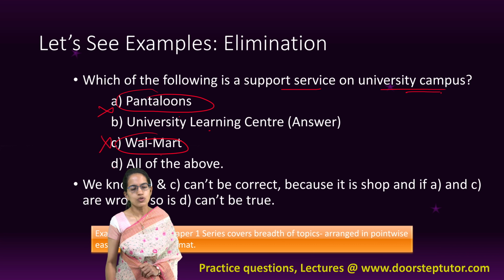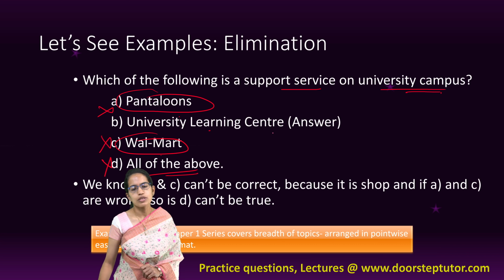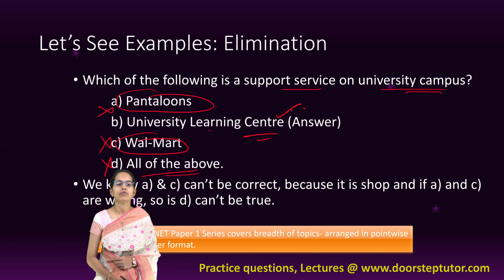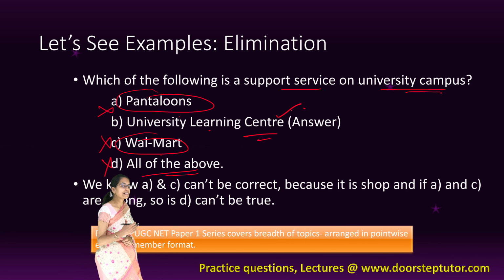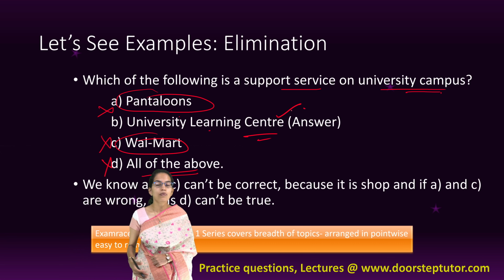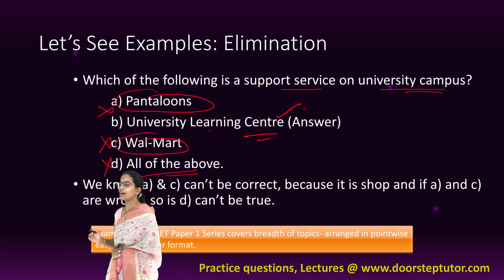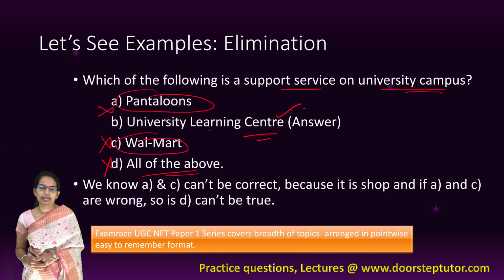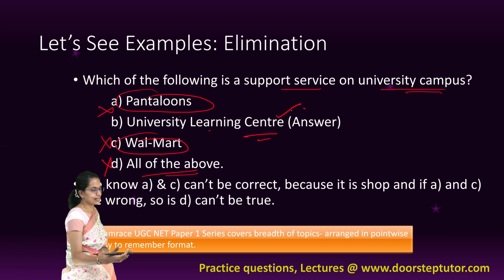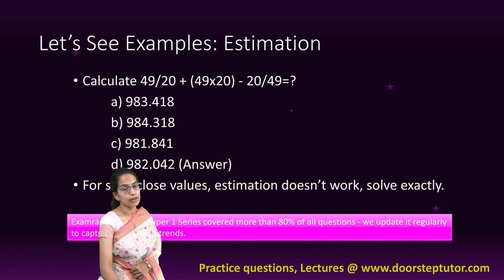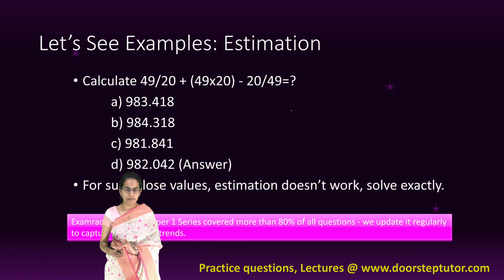Now since these two are eliminated, all of the above cannot be the correct answer. So the only correct answer that remains is University Learning Center, and this is the technique of elimination. You remove the choices that you feel are not correct, and from the remaining choices you mark the correct answer, and this technique is extremely important for solving a multiple choice question.